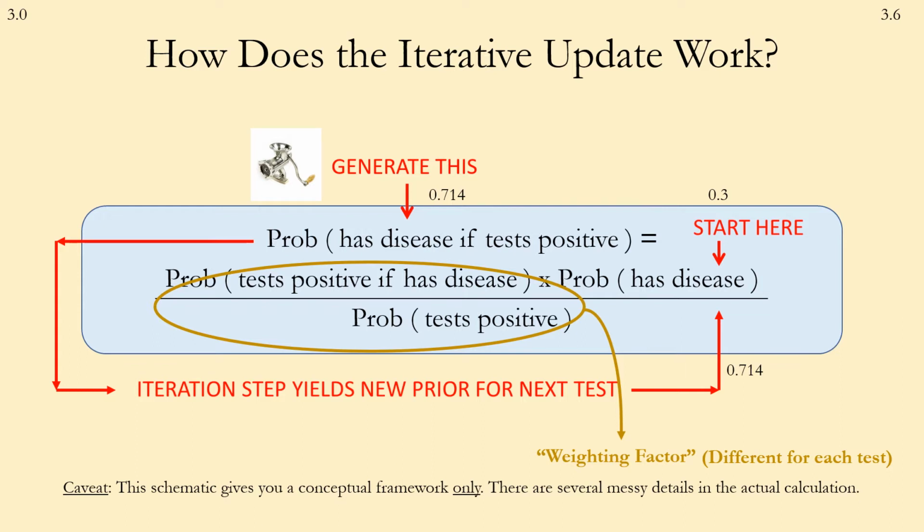The second thing I'd like to remind you of is if on the subsequent test we get a negative result, then instead of using the baby blue box, we have to plug the 0.714 into the baby pink box, because we got a negative result on the subsequent test.